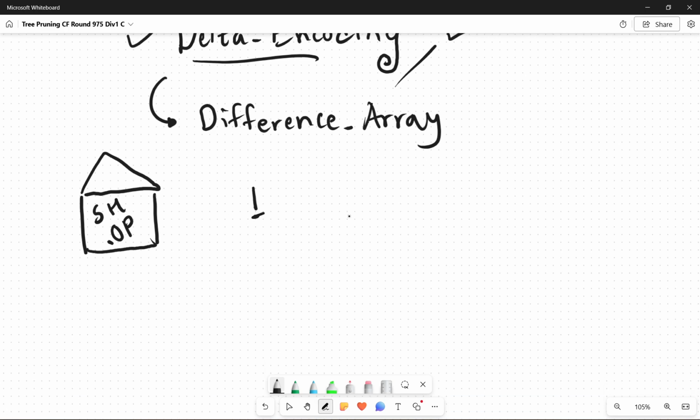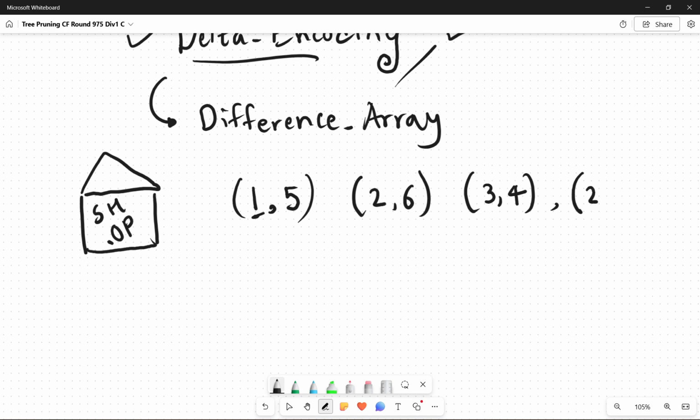At the first second, one customer arrives and he leaves at the fifth second. Another customer comes at 2, leaves at 6. Another customer comes at 3 and leaves at 4. Another customer came at 2, left at 3. Another customer came at 3, left at 5, or let's say 7.